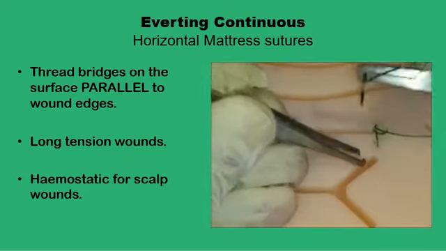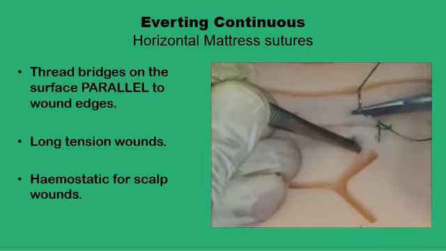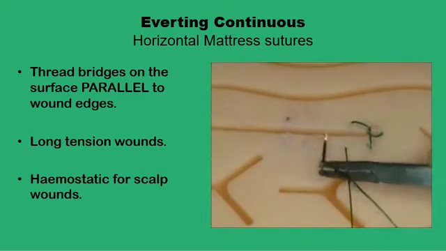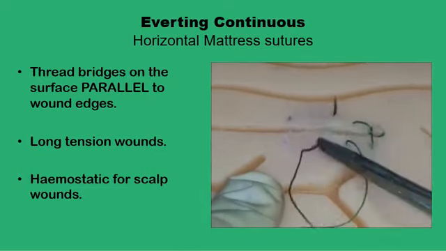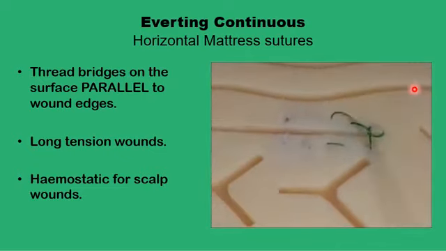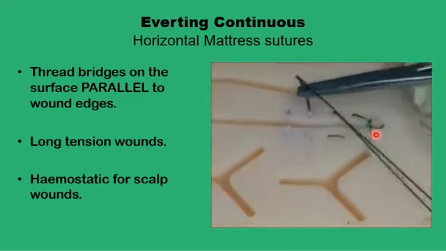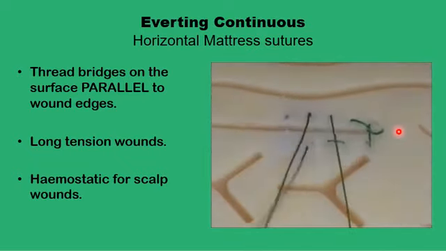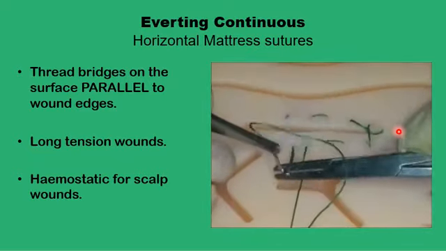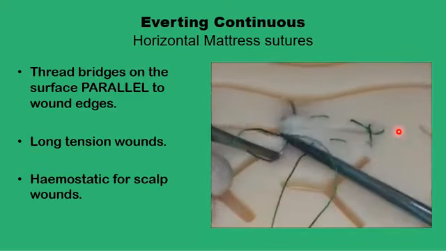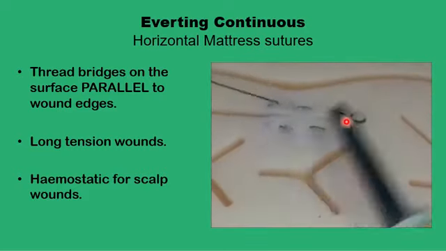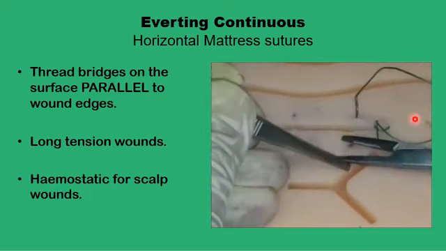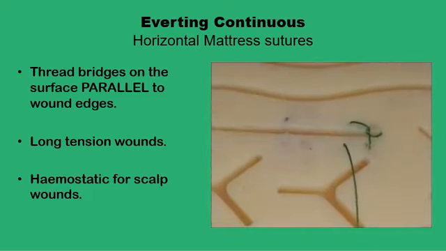An everting continuous horizontal mattress suture can be used in long tension wounds, or if the wound edges are a bit oozing, like in scalp wounds. It starts again with an anchoring suture, followed by repetitive units of a horizontal mattress suture, crossing the wound under the surface and leaving bridges of the suture lines parallel to the wound edges to induce some eversion of the wound edges.